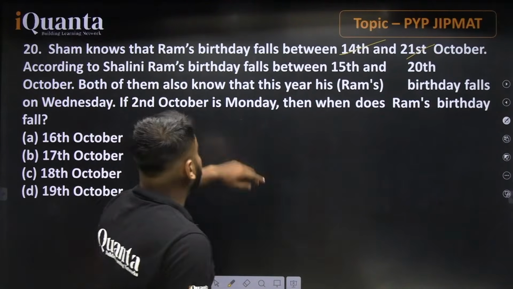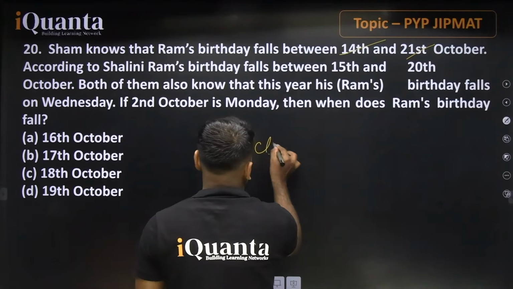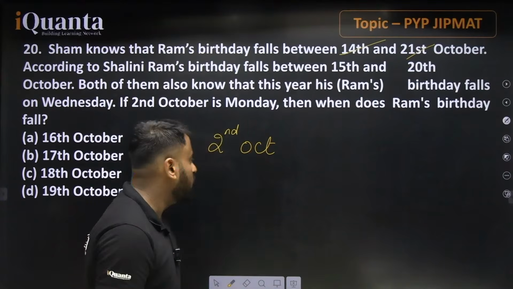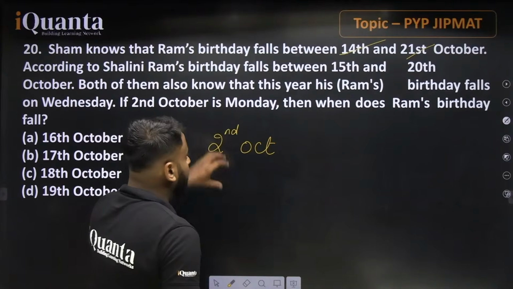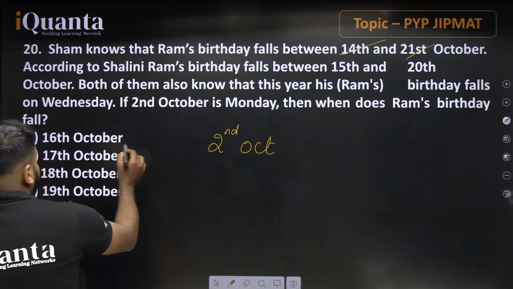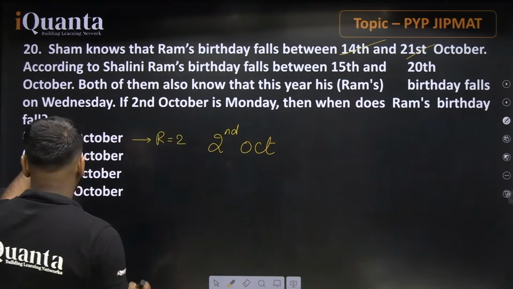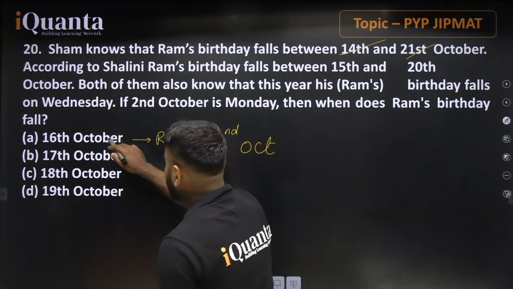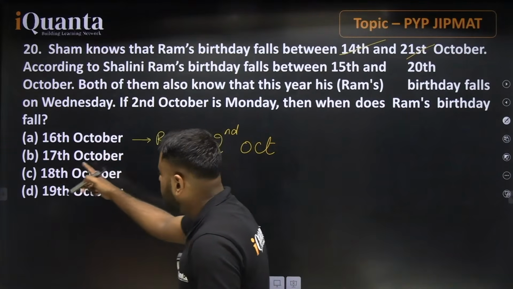If 2nd October is Monday, beta, remember this. If we divide this 2 by 7, we know that the remainder is 2. Just check out where the remainder will be 2. Yes, the remainder is 2 here. 7 2s are 14, plus 2 is 16. It means that this is also Monday. If 16th is Monday, 17th will be Tuesday, 18th will be Wednesday.